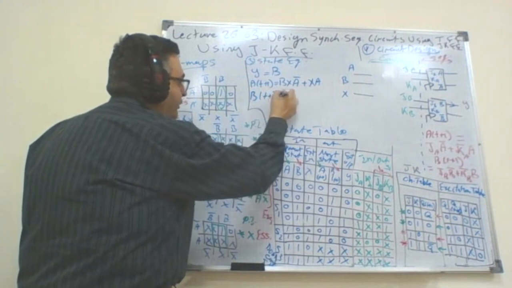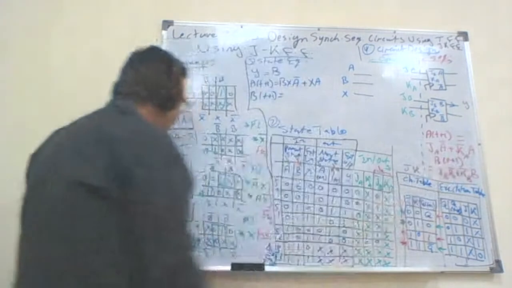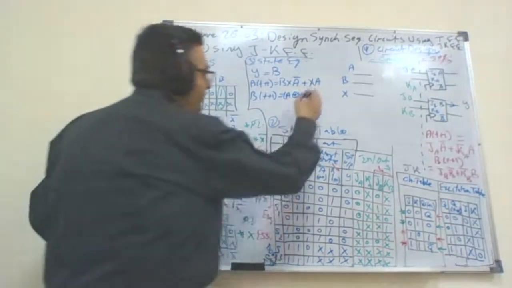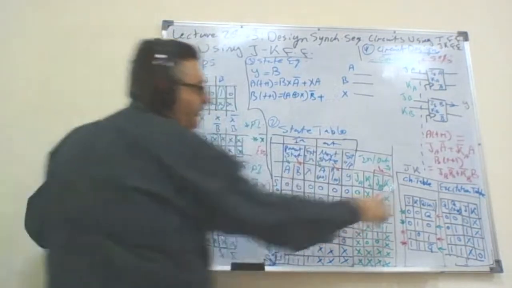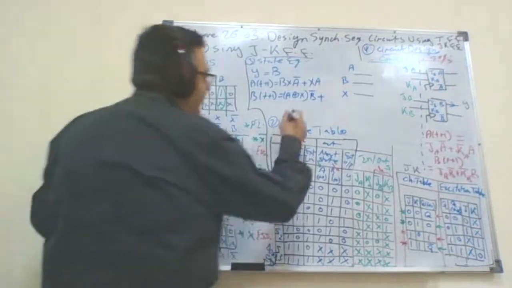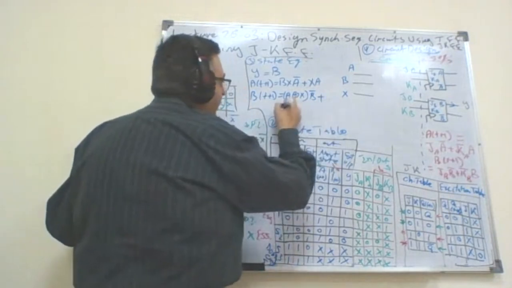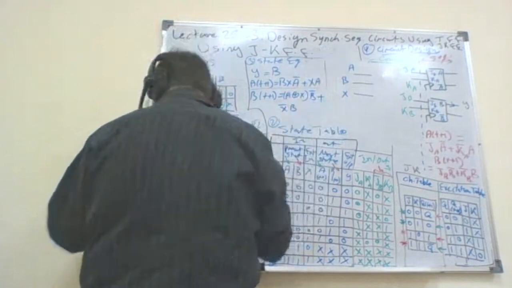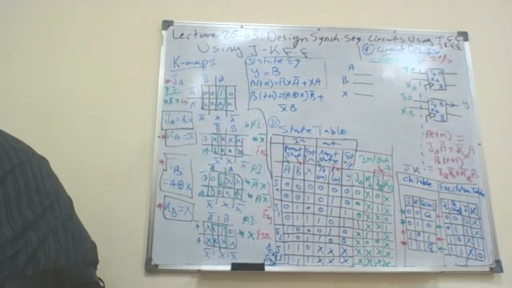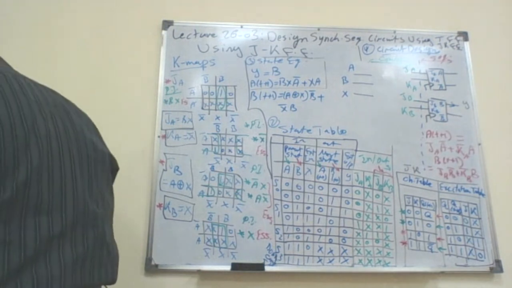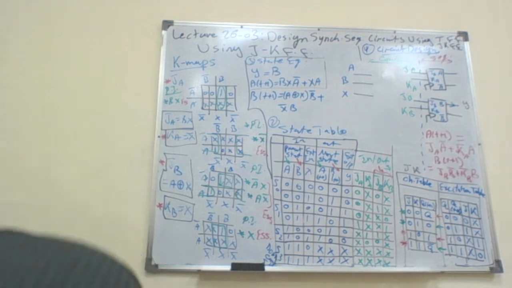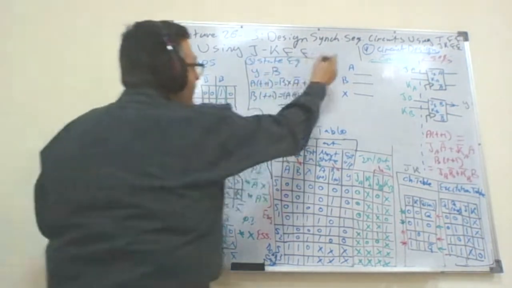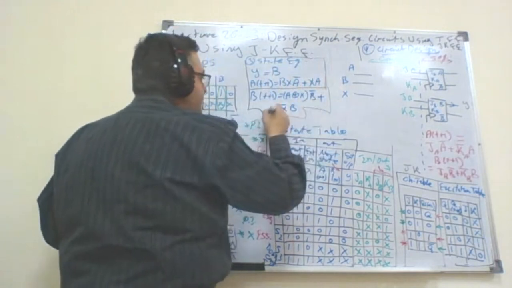The second state equation is for B. B of t plus 1 equals JB B bar, where JB is the XOR between A and X, and B bar, or with K bar B. K is X, which means K bar is X bar, so I have here X bar B. Those are the 3 state equations.